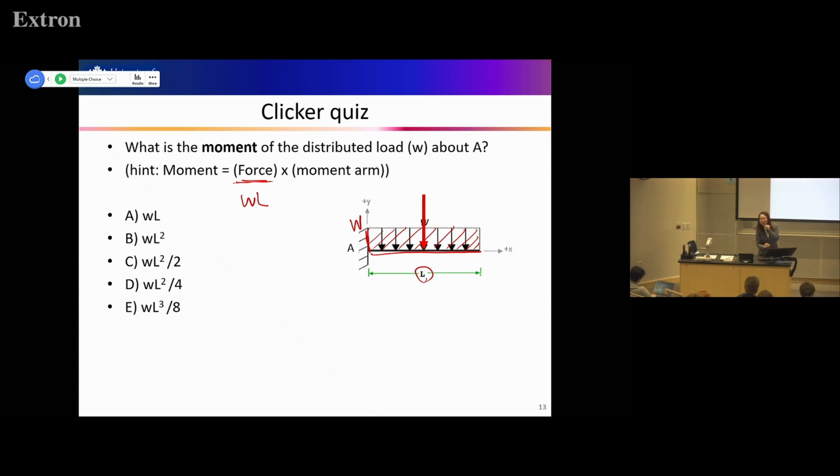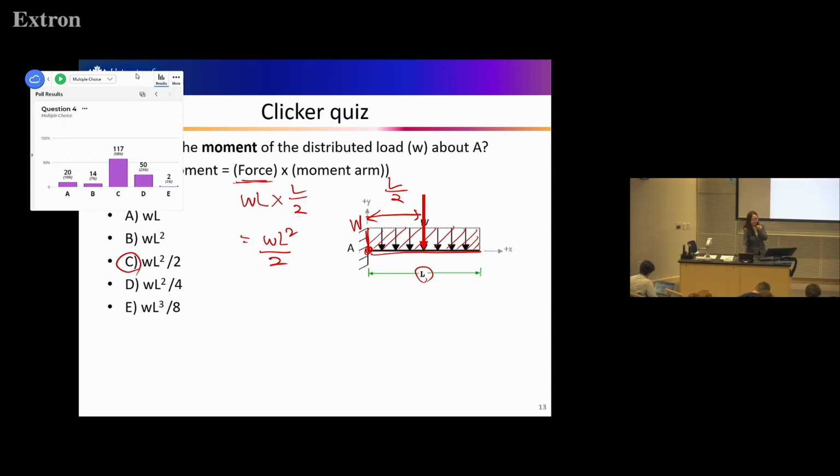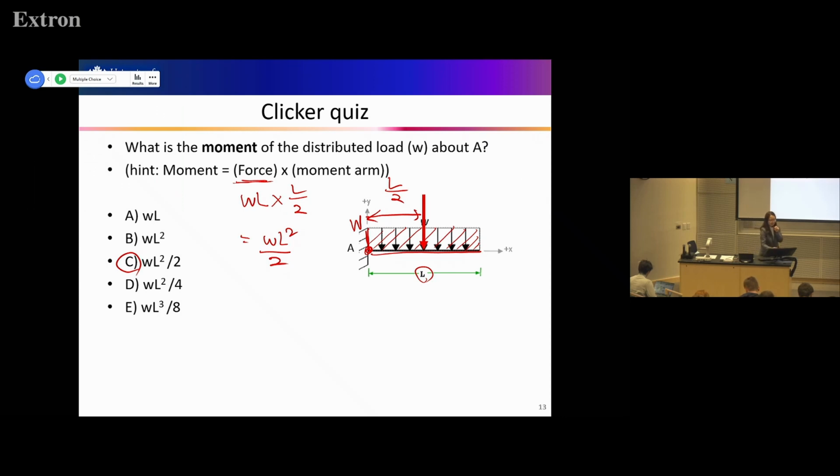And then what is the moment arm? L over 2, right? So from A to the point of action. So this is the moment arm, and it's halfway, right? So L over 2. So the final answer is WL squared over 2. So C is correct. So 117 students got C correct. And then D was one step further, right? Okay, so C is correct.